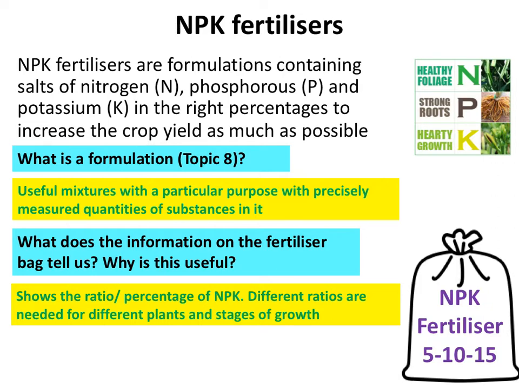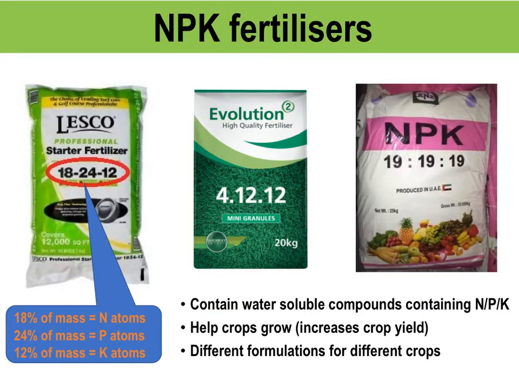So those numbers on the bag that we've got in the bottom right, they are to show either the ratio or the percentage of each of those three elements that we have in an NPK fertilizer: the nitrogen, the phosphorus, the potassium. Not all plants need the same quantities of each, so you may choose a different fertilizer for a different crop or a different plant. So here are just some real life examples. We've got a starter fertilizer, a high quality fertilizer, different fertilizers, but you can see there are different ratios of the three elements.